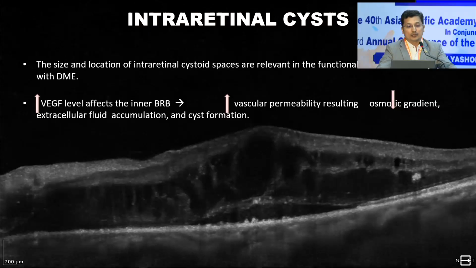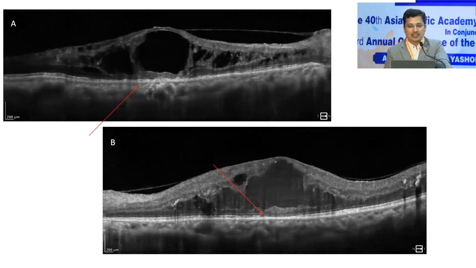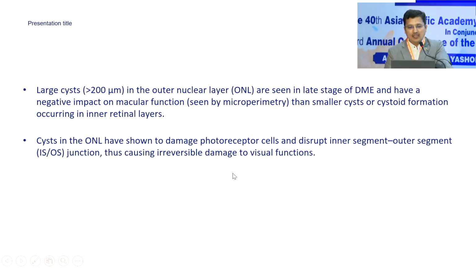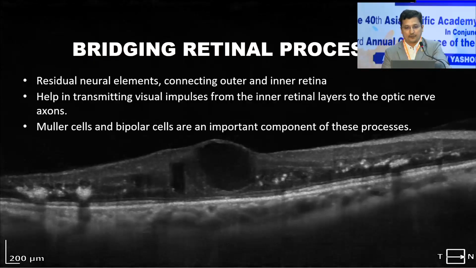Now intraretinal cysts, the location of cysts is very important. The outer nuclear layer is where the cysts originate, and as they enlarge, they engulf the ganglion cell layers. And once we see that they are involving the ganglion cell layers, you see that the macular edema starts to be chronic. So the location of the cysts is important. The size of cysts is important and should be an important point to correlate with the visual acuity.